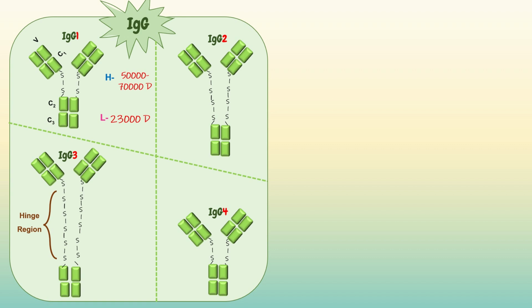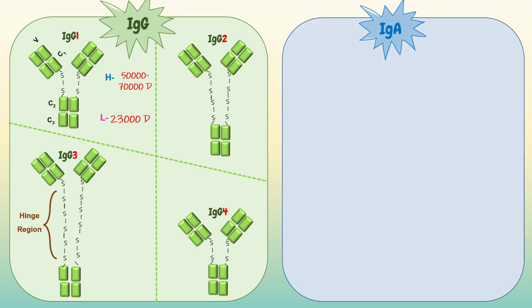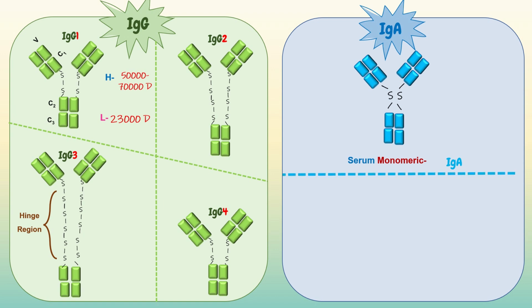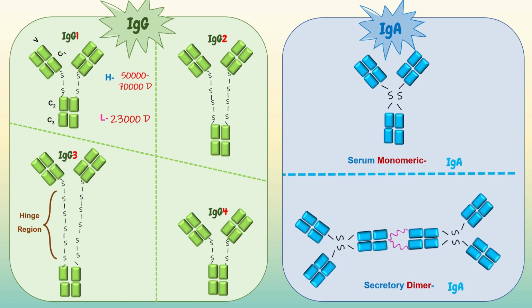Now, let's discuss the second class of immunoglobulin. Immunoglobulin A occurs as serum monomeric immunoglobulin A, as well as secretory dimer of immunoglobulin A. It means it occurs as monomer and dimer. Dimer means 2 monomers joined together. Immunoglobulin A rarely occurs as polymers. Immunoglobulin A dimers are held together through a chain called the J chain.